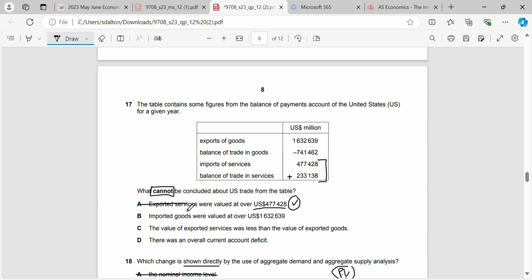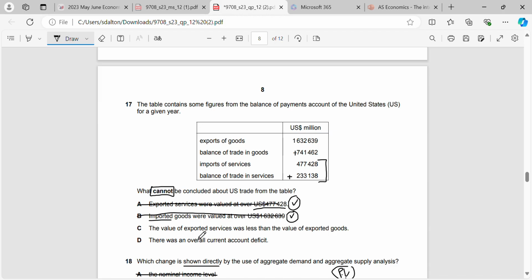Imported goods were valued at over 1632. Yeah, again, we can calculate that because these are our exports of goods and our final balance is a negative figure. So if we want to get our imported goods, we need to add that 742 to the 1.6 million. So our imports were obviously 2.3 million approximately. So that can be calculated also.